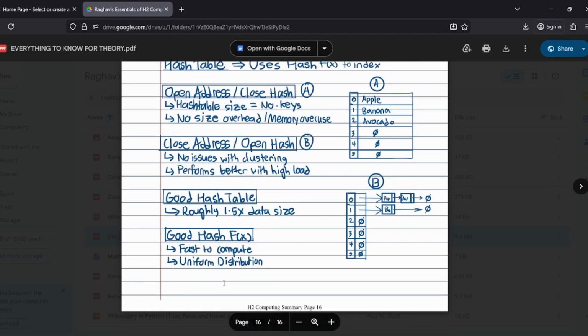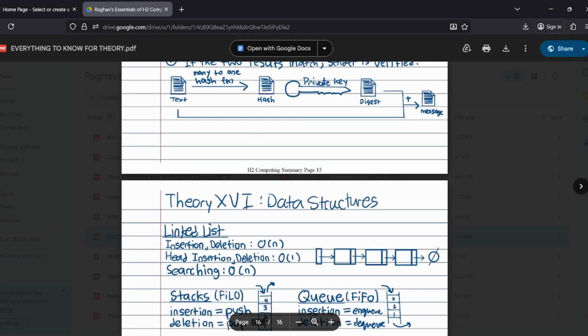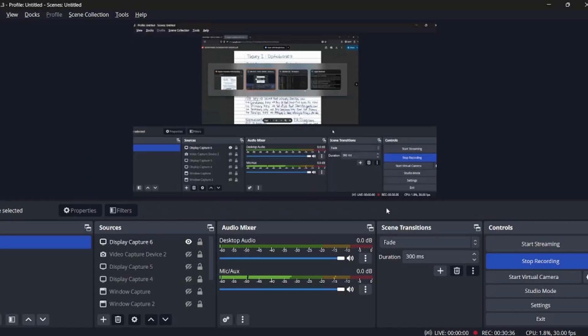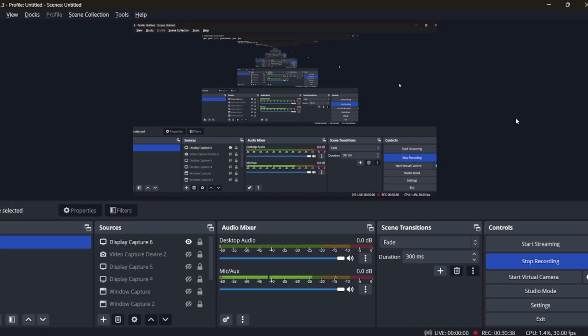So yeah, more or less that's all there is for H2 computing. I know it made it sound like it's not that much, but yeah, it's quite a bit. Just remember, revise, don't panic in the exam. Revise this, and remember, all of the keywords that I stated in here are actual keywords you're supposed to be using. And remember, don't be afraid to ChatGPT anything.